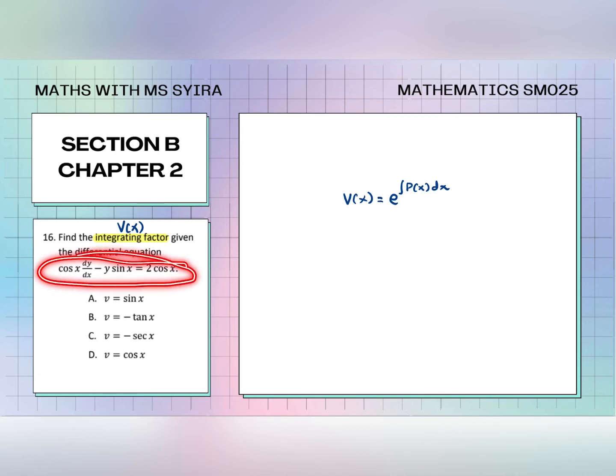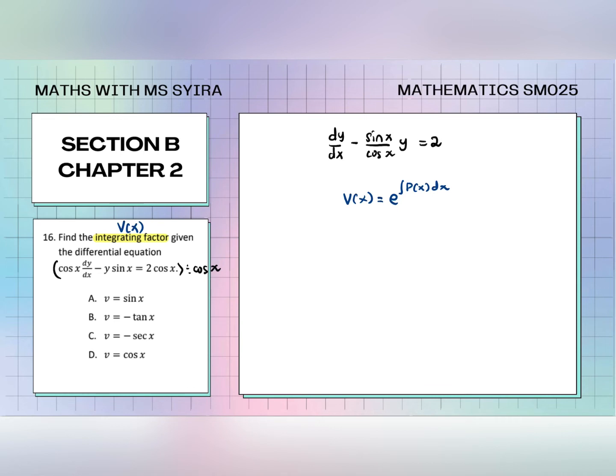So, we need to put it into standard form dahulu. So, in standard form, dia divide everything here. Divide dengan cos of x. So, you have dy over dx minus sin of x over cos of x y equals to 2. So, kita nak bahagian ini sahaja. Kita nak integrate ini sahaja. Okay. So, saya integrate dululah ya. Integrate sin of x over cos of x dx.